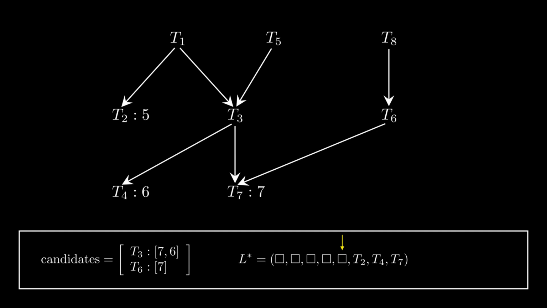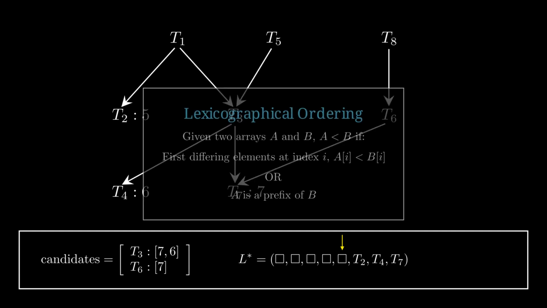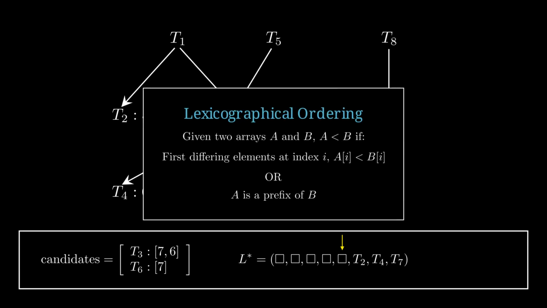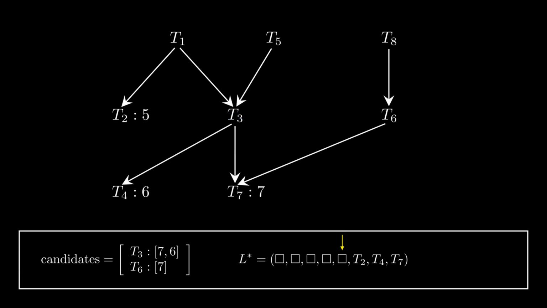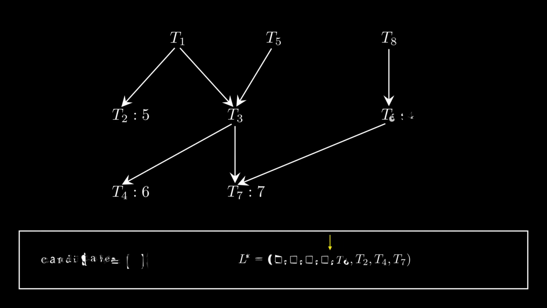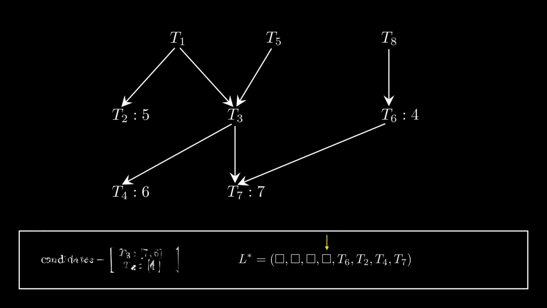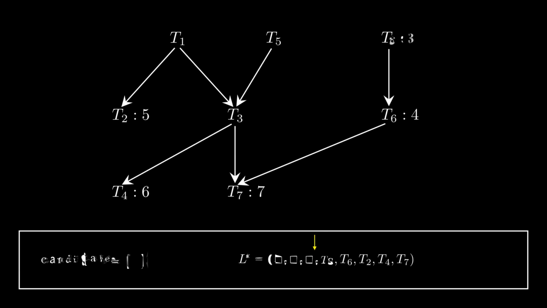We do this for every candidate task, and we are left with a decreasing array for each candidate task. In this example, we only have 2, but in a larger task graph, we could have many candidate task arrays. All we have to do at this point is find the lexicographically smallest array. Once we found that task, we put it in L star at the last blank index. And that's it. We repeat this process until L star is completely filled in.